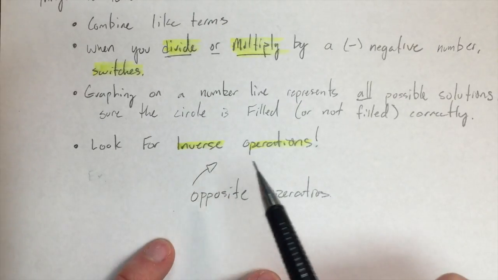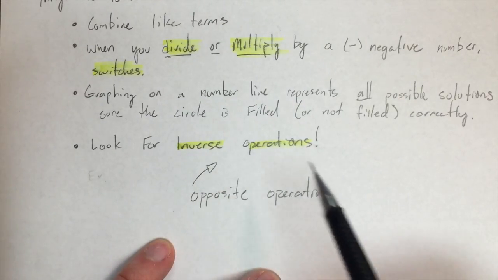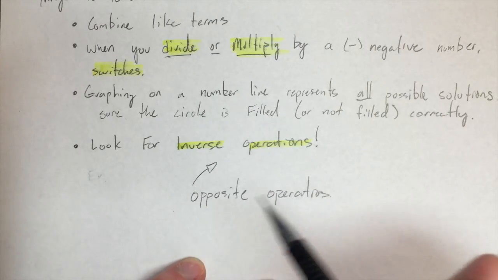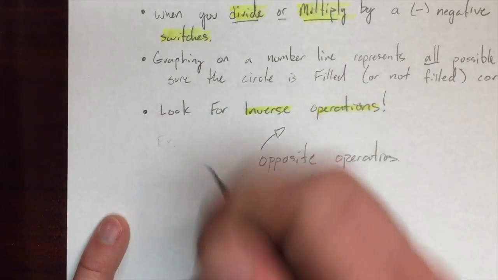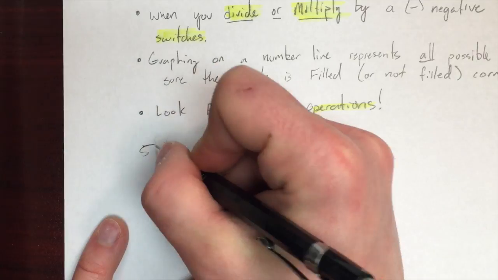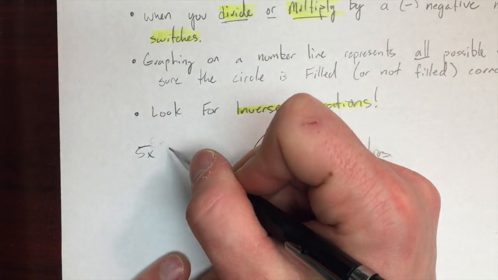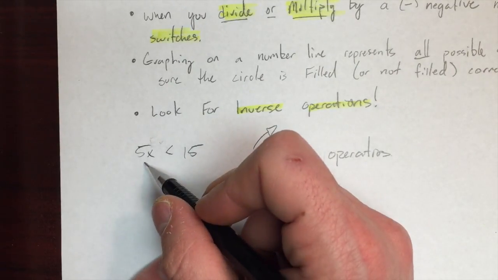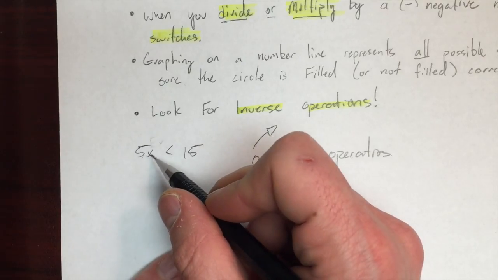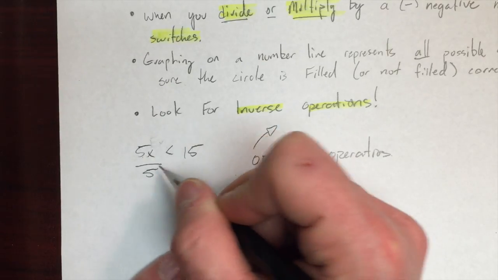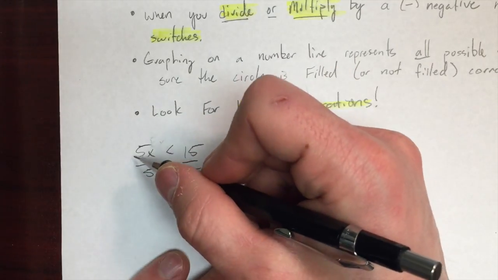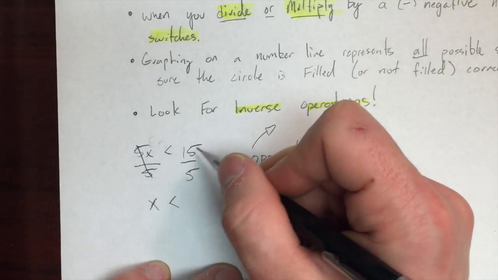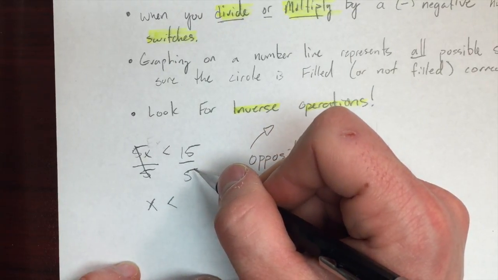And look for inverse operations, opposite operations. You want to get the c by itself or the x by itself. You want to get the letter by itself. So if there's a 5x less than 15, the inverse operation would be division, because this says 5 multiplied by x is less than 15. So I'm going to divide both sides by 5. Those 5s cancel each other out. x is 15 divided by 5, which is what?